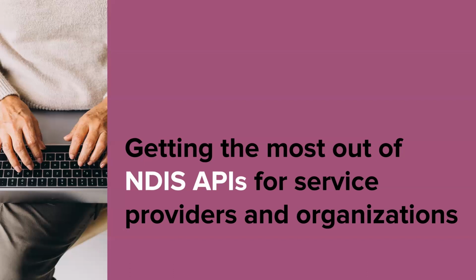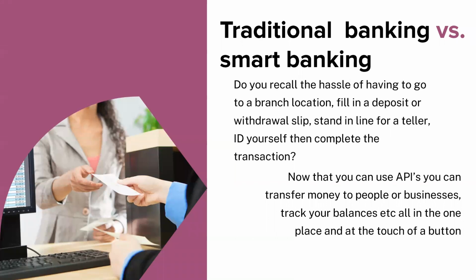Let's talk about how APIs really have influenced technology. Traditional banking versus smart banking. So do you recall what it was like banking before you actually had phone banking on your phone? So we're talking about the old dark days when you had to go into a bank branch and fill in a deposit or a withdrawal slip and stand and wait for the teller and, you know, ID yourself and then go through the transaction. That was a big hassle, all right? It was a big part of your day taken up with a manual process.